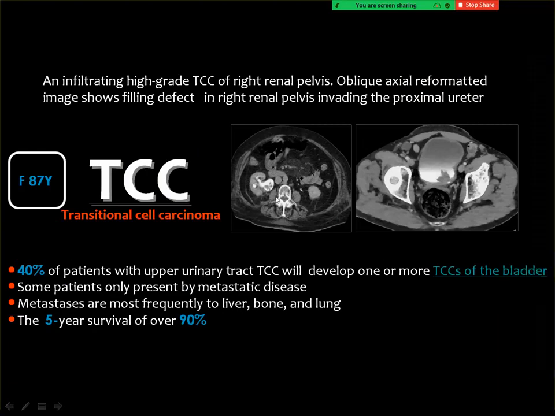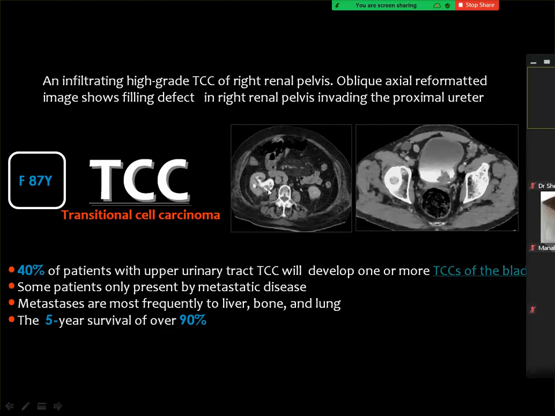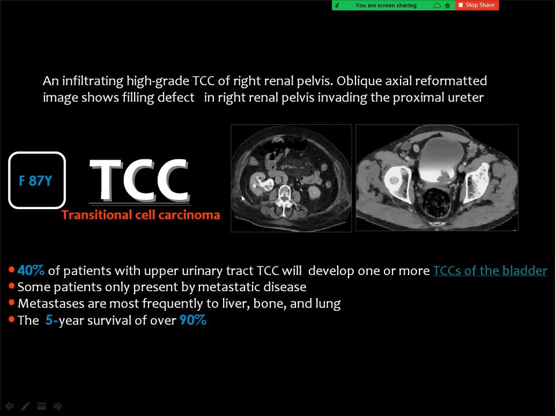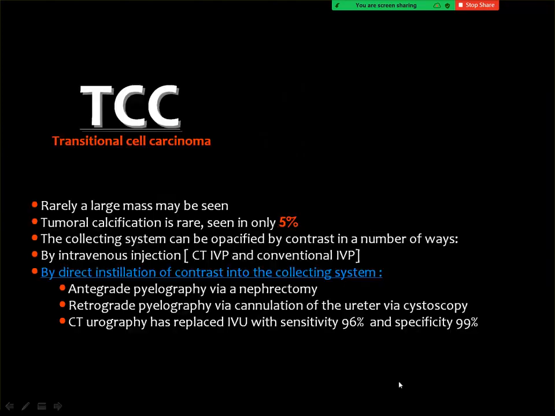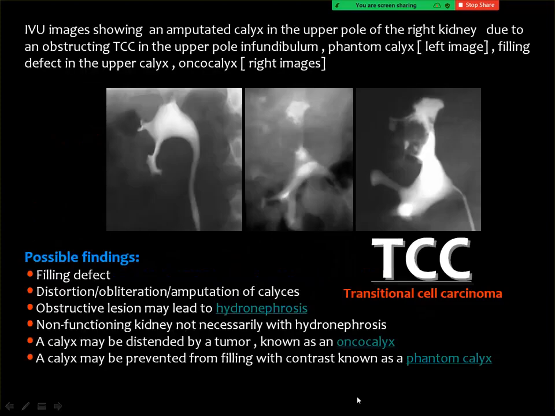Then if you look here, you can see a filling defect in the renal pelvis, which has many possibilities. On top of these possibilities, the transitional cell carcinoma and another focus in the urinary bladder. Transitional cell carcinoma rarely presents by a large mass lesion. Tumor calcification is rare, and in order to detect this particular lesion, you have to opacify the pelvicalyceal system adequately with intravenous contrast material, and this may be obtained by conventional IVU or CT urography or antegrade urography or retrograde urography, anyway, but you ensure adequate opacification of the collecting system.